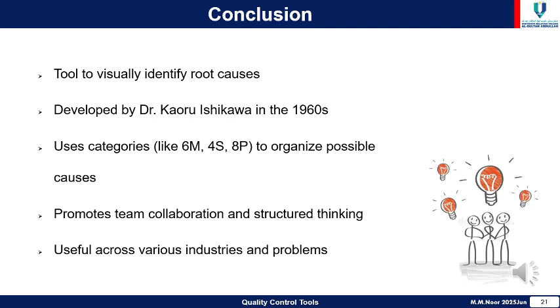So the Ishikawa diagram is a powerful tool for visually identifying the root cause of a problem, and it was introduced by Dr. Kaoru Ishikawa. And the diagram helps us organize causes into categories, whether you are in manufacturing using the 6M or in service using 4S or 8P. So most importantly, the Ishikawa diagram is a great tool for team-based problem solving because it encourages collaboration, discussion, and a shared understanding of the issue.